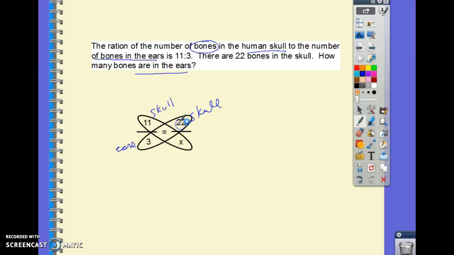All right, so then we do cross products are equal. We set up our equations. 11x equals 3 times 22, which is 66. You divide by 11, and you get x is equal to 6.